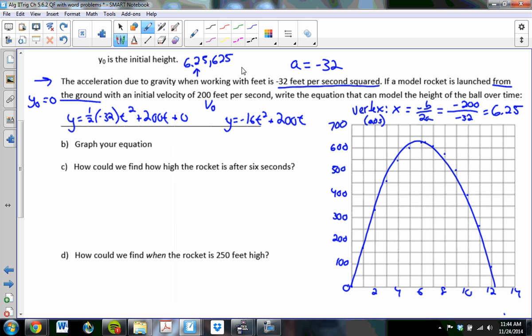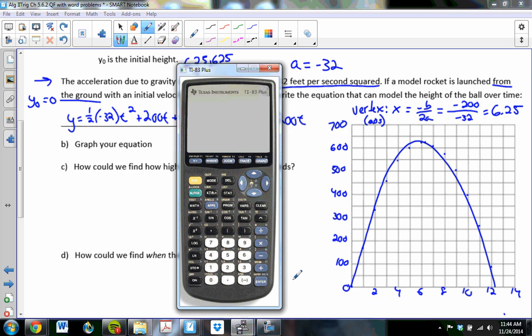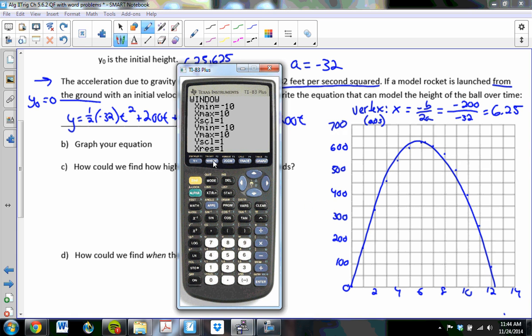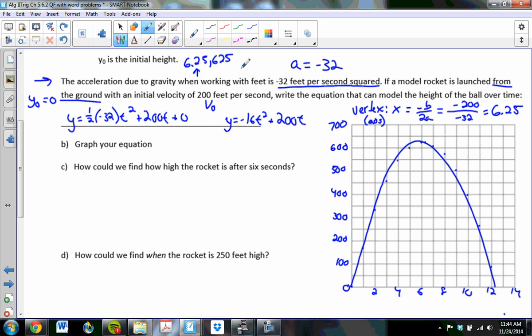And for the record, now that we've got this window all figured out, the window from here to here, we could also do the window on here the exact same. My x's are going from 0 to 14, and they're counting by ones. My y's are going from 0 to 700, and they're counting by 50s. And I get the same thing. So you can always take your window that you found on your paper and put it on your graph as well. So here's the part B.